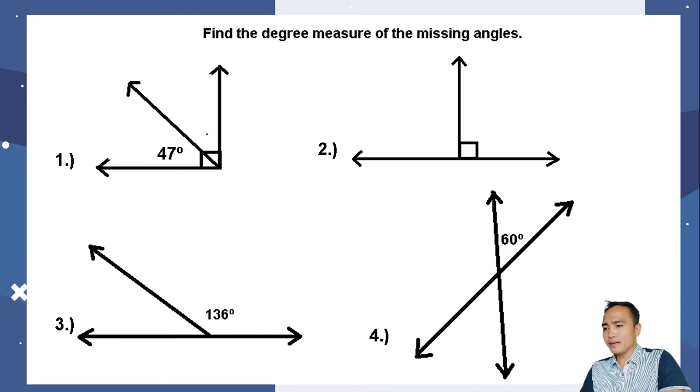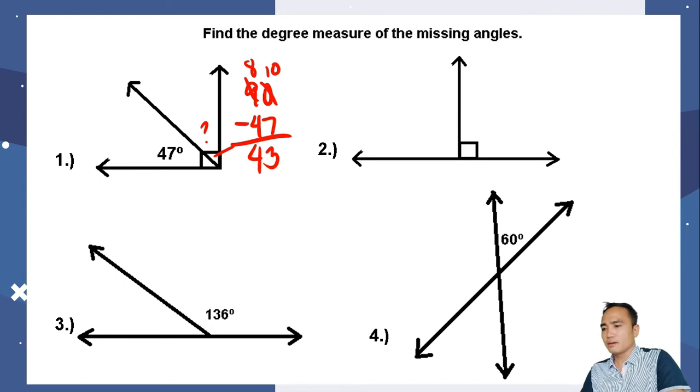Number one, the missing angle is here. So we have the given that is 47 degrees. We know that this mark here is a right angle, and the measure of that is exactly 90 degrees. Therefore, the sum of these two angles is equal to 90 degrees. So to get the missing angle, we need to subtract 90 and 47 degrees. So 0 will become 10, and 9 will become 8. 10 minus 7 is 3, and 8 minus 4 is 4. Okay, so the missing angle is 43 degrees.